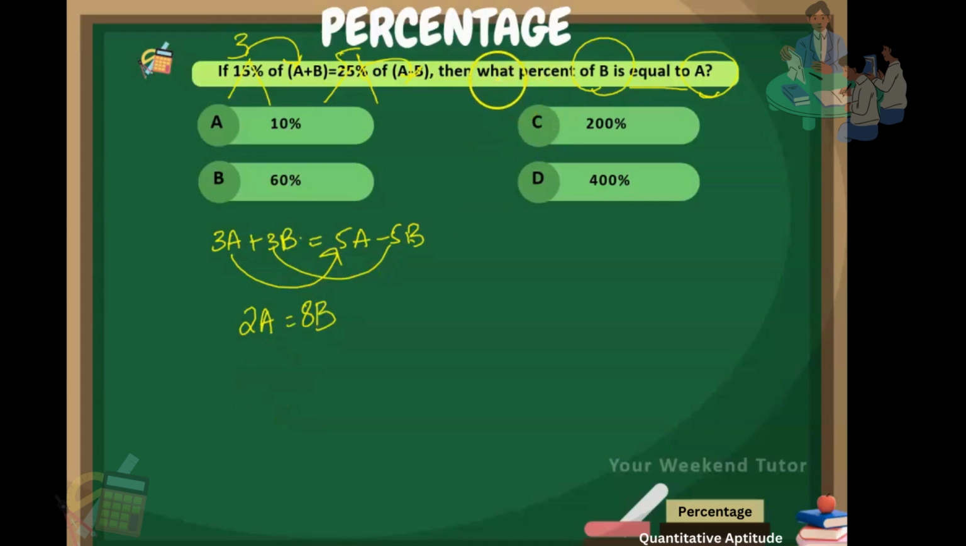Now, what is the question asked? What percentage of b is equal to a, right? Now 2 is how many times more to get 8? If you multiply it with 4, you will get 8. That means 400% is the answer. Got it?